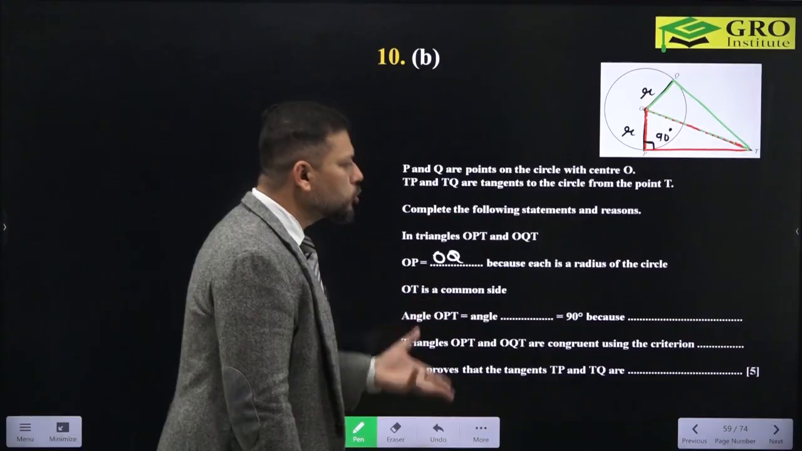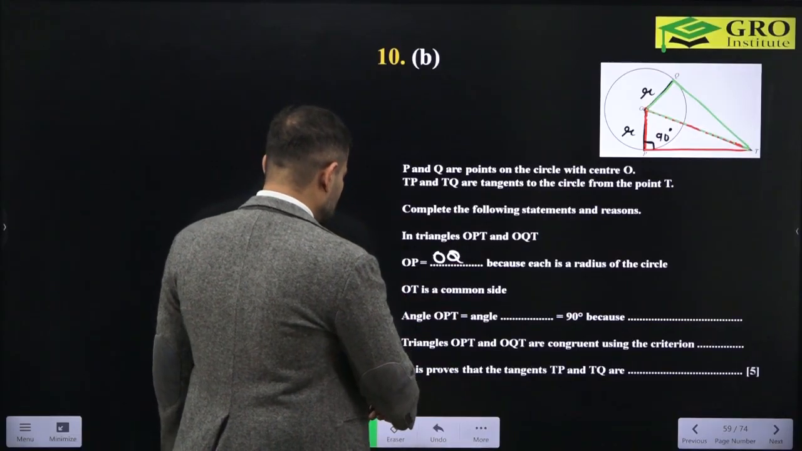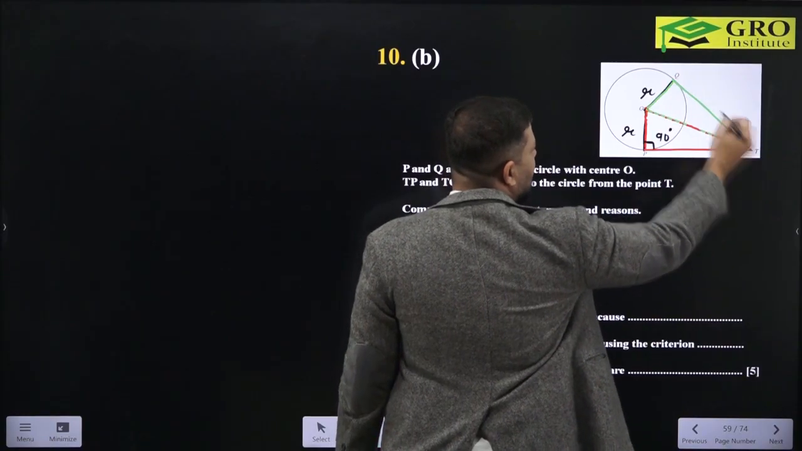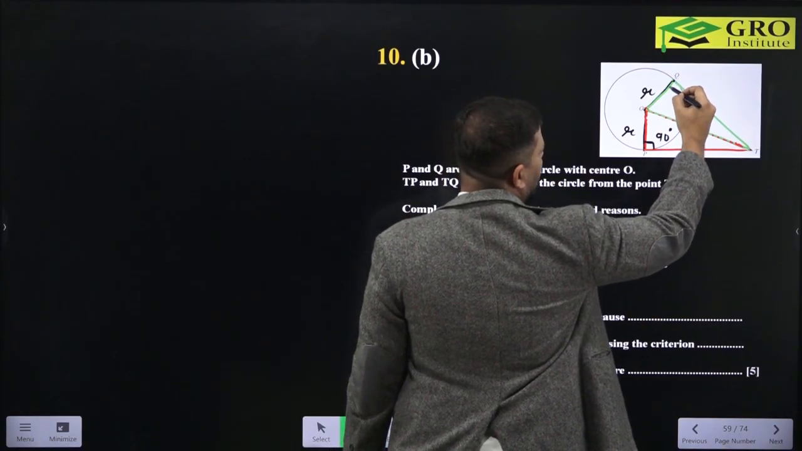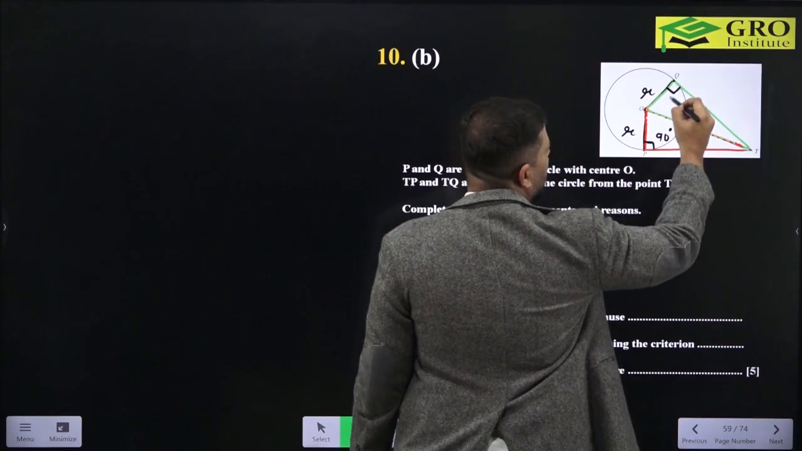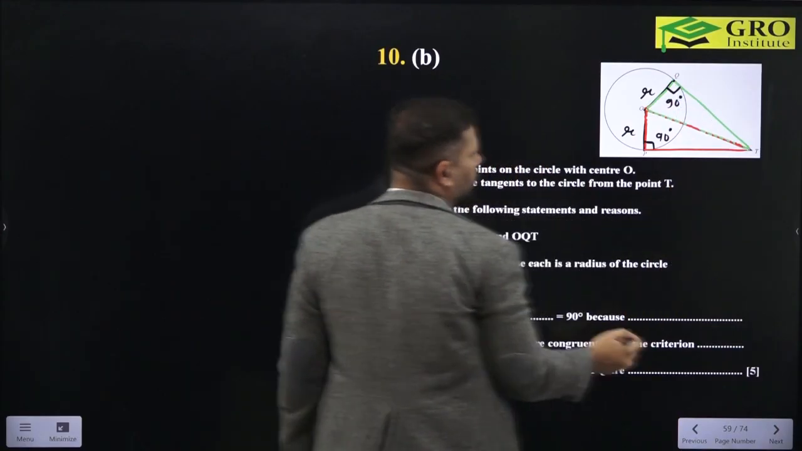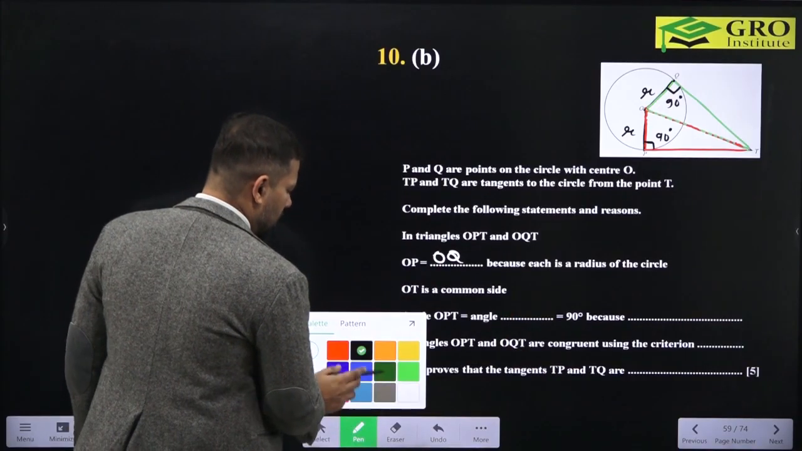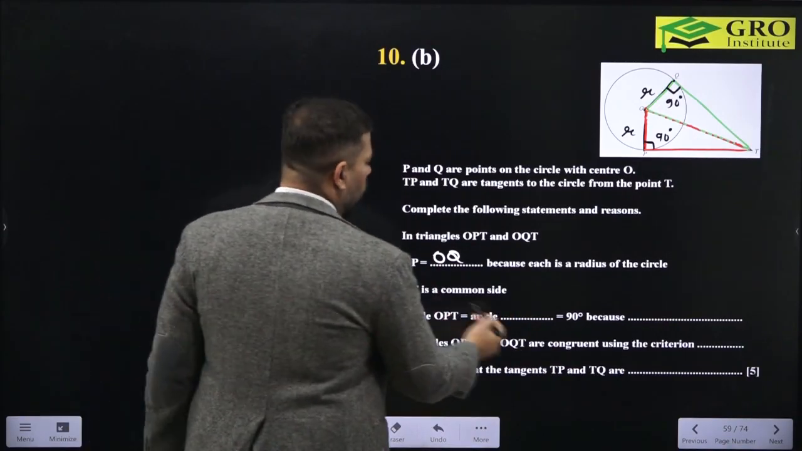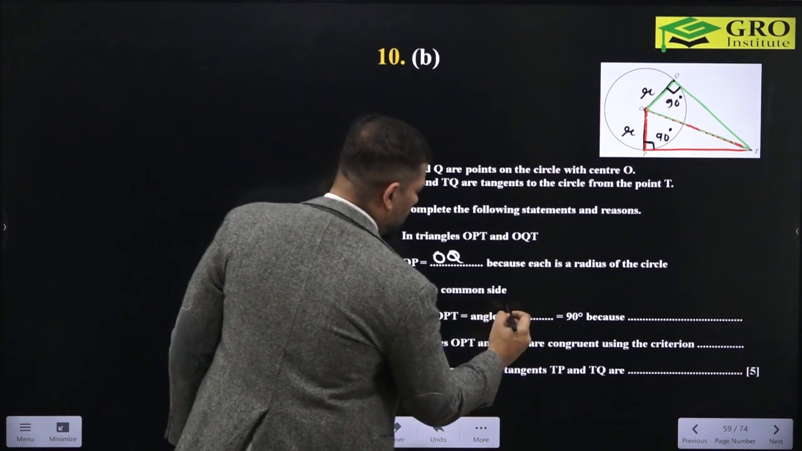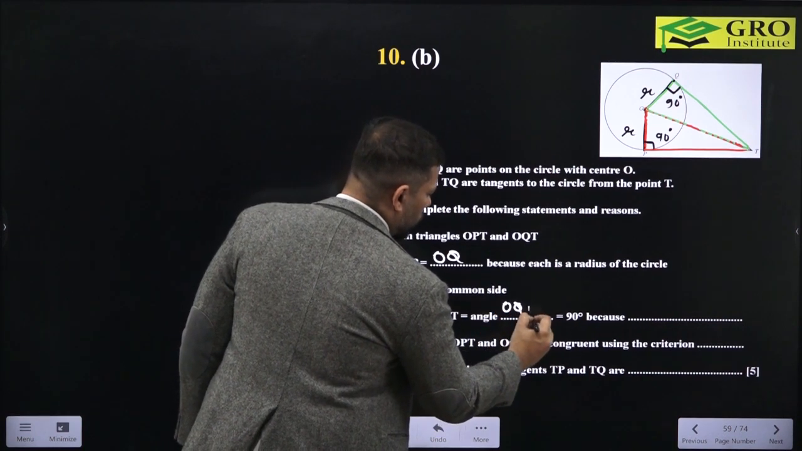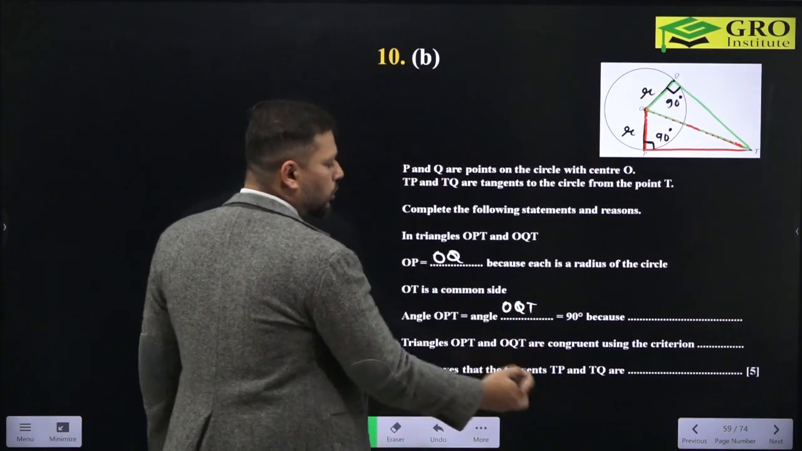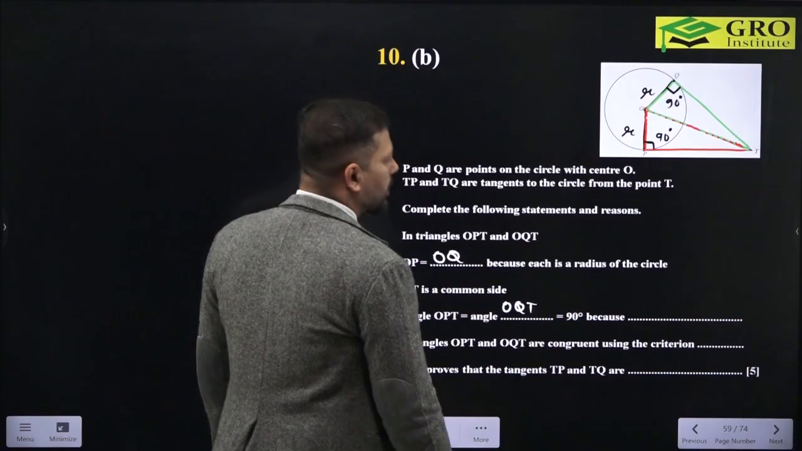So that must also be followed for the other tangent and the radius, isn't it? OQ being the radius and TQ is the tangent at that point of contact. So this angle must also be 90 degree, isn't it, guys? Because that also is going to be the reason, the same reason. So let us write the answer for this. Angle OPT is equal to angle OQT, which is equal to 90 degree because what is the reason?